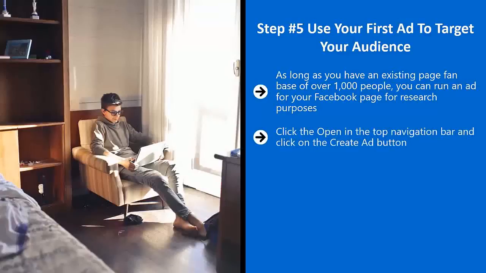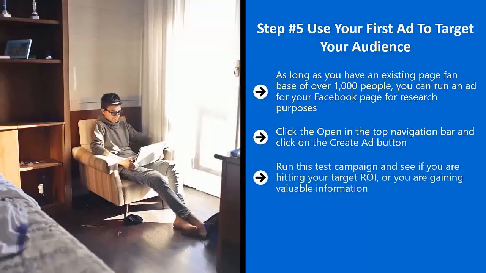Specify the group of people you want to target, and then your Ads Manager will automatically fill in these detail fields with data from Audience Insights. This is data that you pre-selected. Run this test campaign and see if you are hitting your target ROI or you are gaining valuable information.